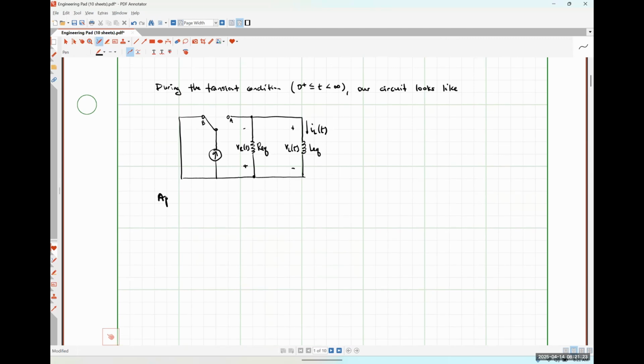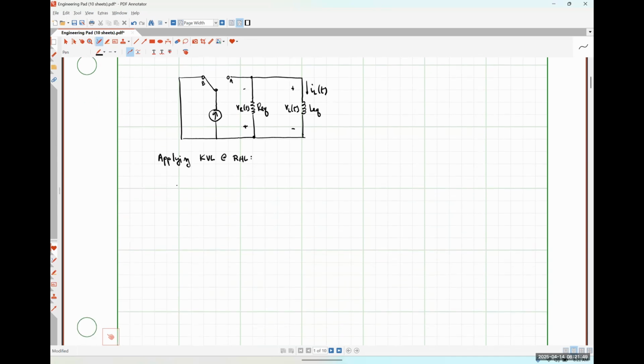So if I apply KVL there, my stylus is acting up. Give me just a moment. So applying KVL around my right-hand loop, what I'll get is simply VR of t plus VL of t is equal to 0. Nothing particularly wild or crazy there, I hope.